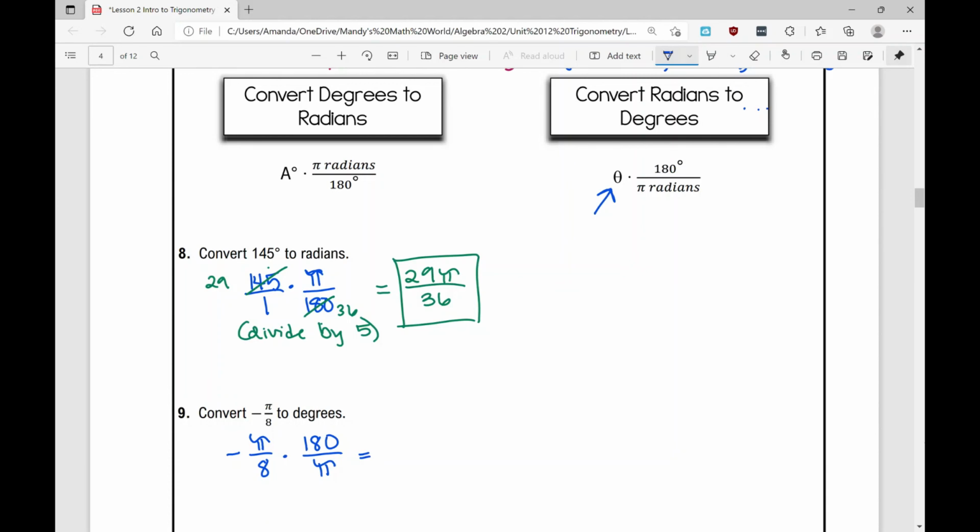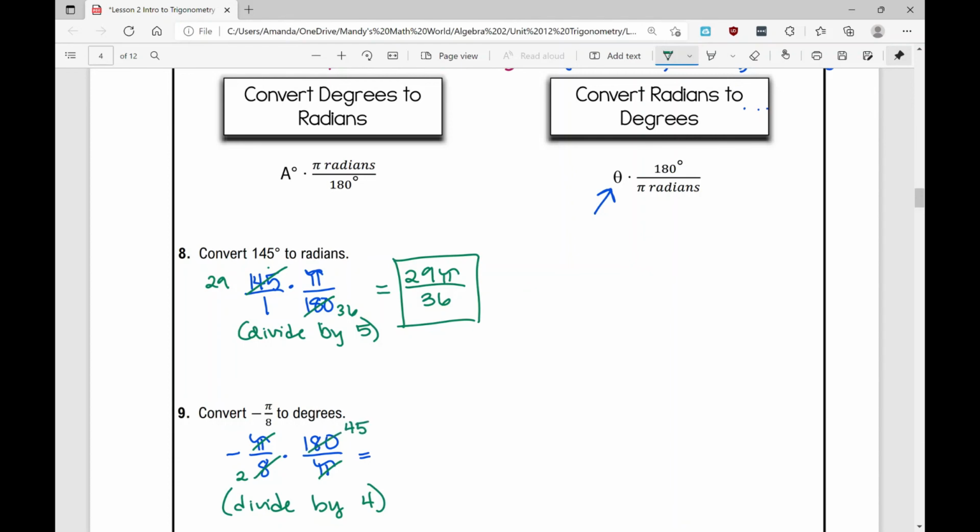So let's see what happens here. I know the pi's are going to cancel out. That's how we get rid of the pi's. Now I like to pre-simplify the 8 down here in my denominator and the 180 up here in my numerator. The greatest common factor between those numbers is 4. So I'm going to divide both by 4. 8 divided by 4 is 2. 180 divided by 4 is 45.